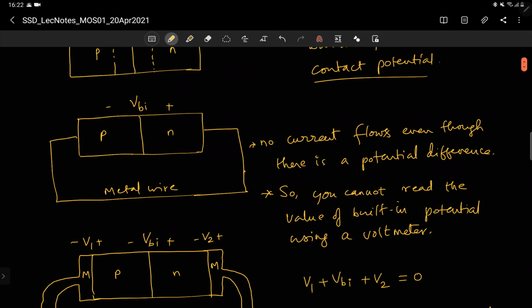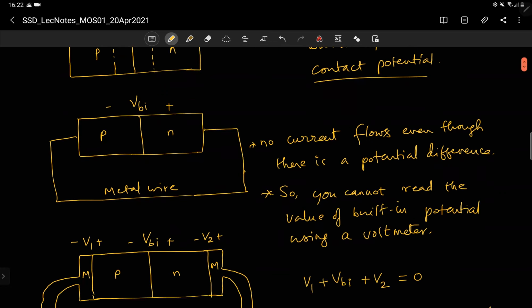So if you connect a voltmeter somewhere here, hoping to detect the built-in potential, you won't, because there is no current flow. Then how can Kirchhoff's law be satisfied in this loop? If you see, metal wire means after all, it has some thickness, and it will actually make a contact with this P region like this here as shown, and with the N region as shown to the right.